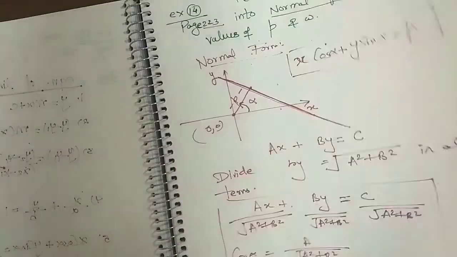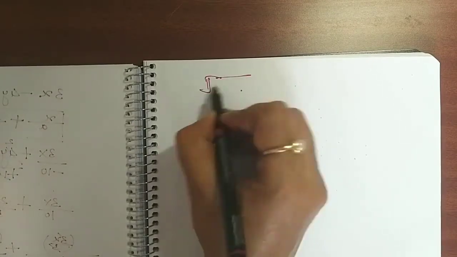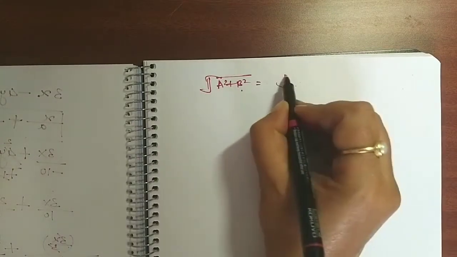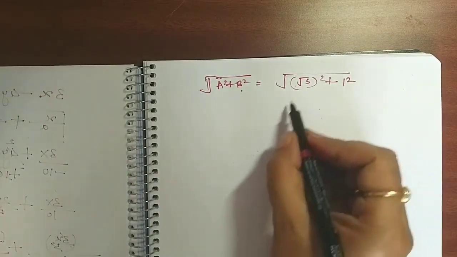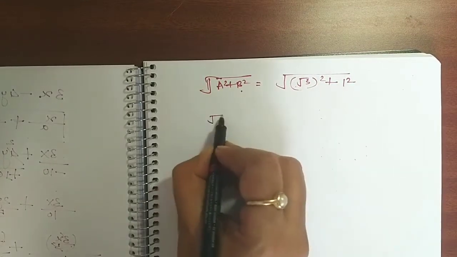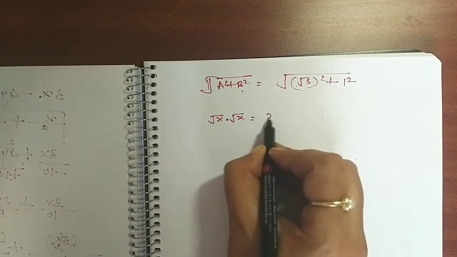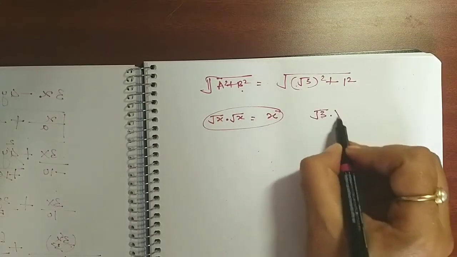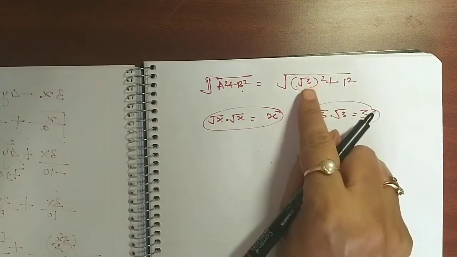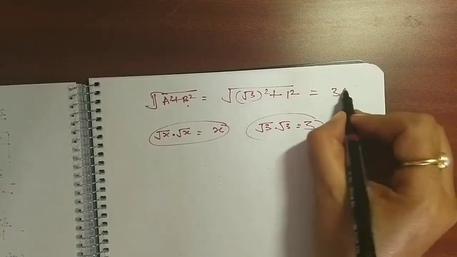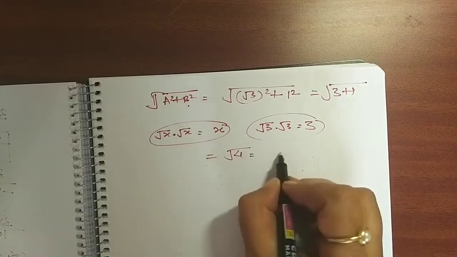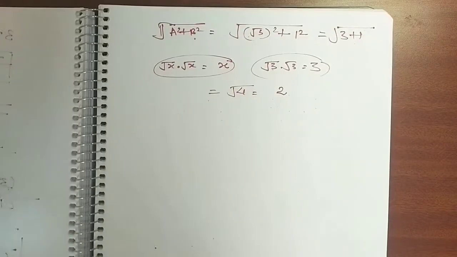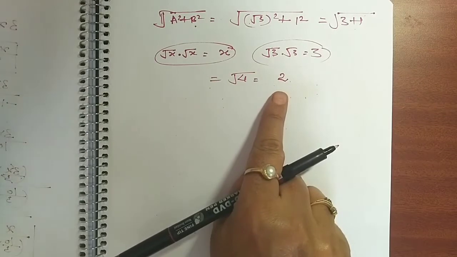So guys, what will be the root, because I need to divide by root of a square plus b square. So it is root 3 square plus 1 square. What is root 3 square? Always remember, guys, root x into root x is always x. That's why root 3 into root 3 is 3. So I am using it here. So what will I get? Root of 3 plus 1, which is nothing but root 4, which is 2. Understood? So this is what I am getting, 2.